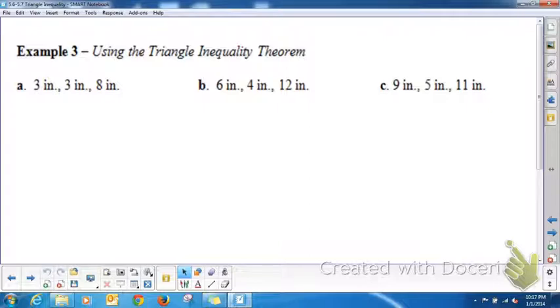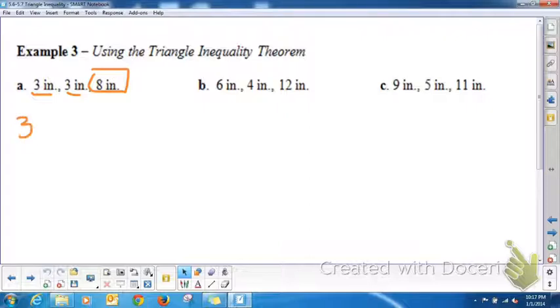So let's use this triangle inequality theorem to see if these three sides can make a triangle. So really I want to focus on the two smaller sides. 3, 3, and then the third side is 8. That's the largest side. If I say 3 plus 8, it's greater than 3 every day.